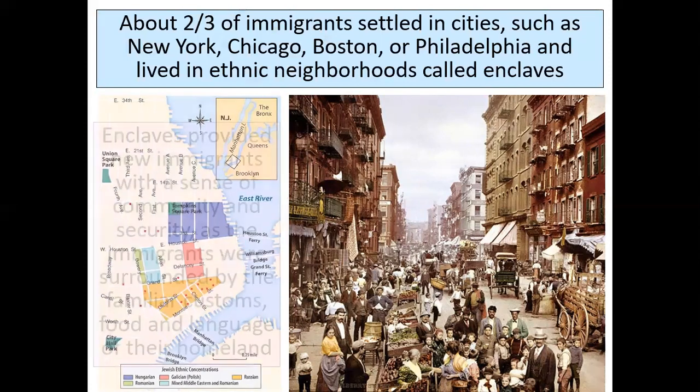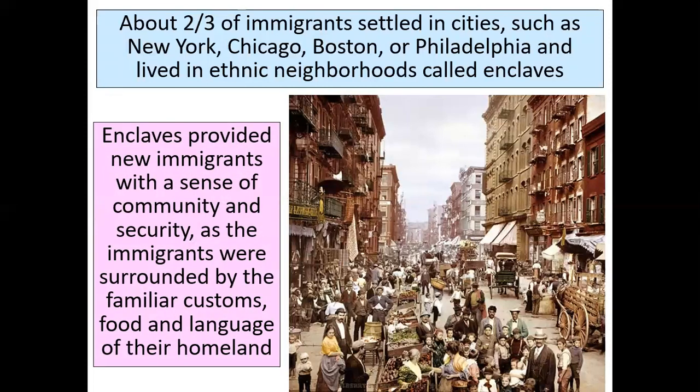And so you think all these people would move into the same part of town together because it provides a sense of community. It's really hard to move to a country where you don't know the language, you don't know the customs, and you're expected to navigate and find a job. And so these enclaves provided a sense of community. Immigrants were surrounded by familiar customs, food, and language of their homeland. And if you go to places like New York City today, there's a Puerto Rican side, there's a Dominican side. You go to the Chinese section of New York City, a lot of the signs aren't even in English, they're in Mandarin or whatever language that these Chinese people are reading and writing in. And so that's why some cities have sections like that.